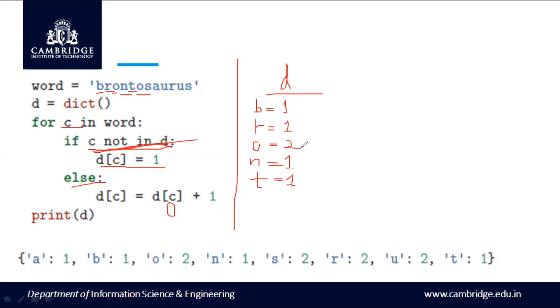The value of O is 2 now. And then again the next character will be traversed, that is S. S is not present in the dictionary D. So S will be assigned 1.